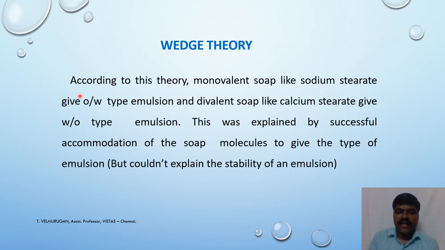See, simple thing here, if monovalent soap like sodium stearate, it gives an oil in water type of emulsion. If you take two immiscible liquids and add sodium stearate, because sodium stearate is a monovalent soap, you consider it as an emulsifying agent. So if you add this type of emulsifying agent, it gives an oil in water type of emulsion. Whereas calcium stearate, because this is a divalent soap, if you consider it as the emulsifying agent and add it to two immiscible liquids, it will give a water in oil type of emulsion. Okay, simple. This is called wedge theory. But even though, it couldn't explain the stability of the emulsion. The type of emulsion you can identify easily here, but the stability of the emulsion we can't, with the help of this theory. That is the drawback.